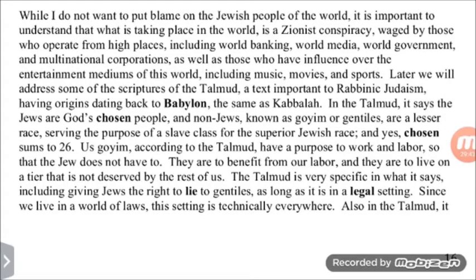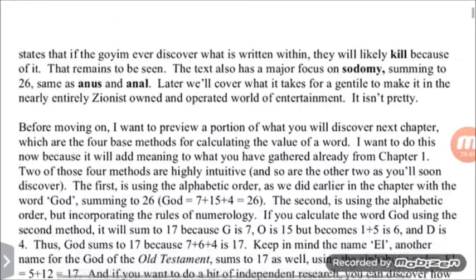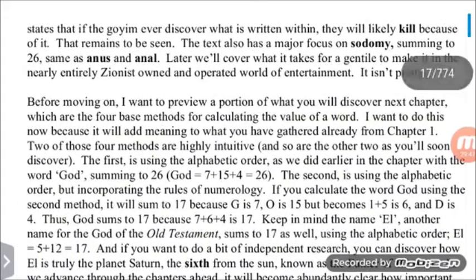Also, in the Talmud, it states that if the Goyim ever discover what is written within, they will likely kill because of it. That remains to be seen. The text also has a major focus on sodomy, summing to 26, same as anus and anal. Later, we'll cover what it takes for a Gentile to make it in the nearly entirely Zionist-owned and operated world of entertainment. It isn't pretty.